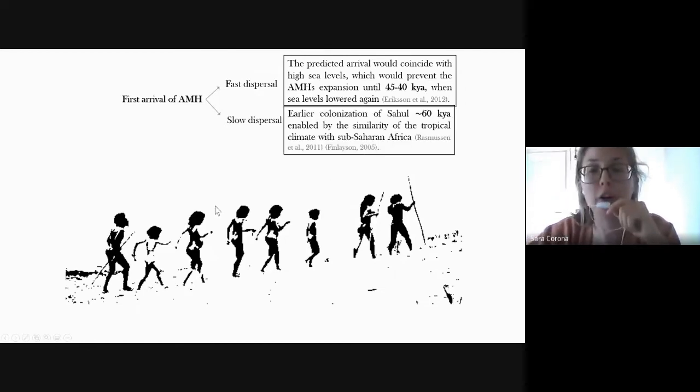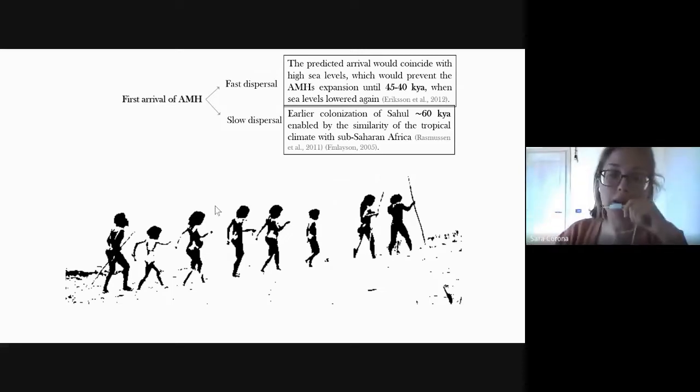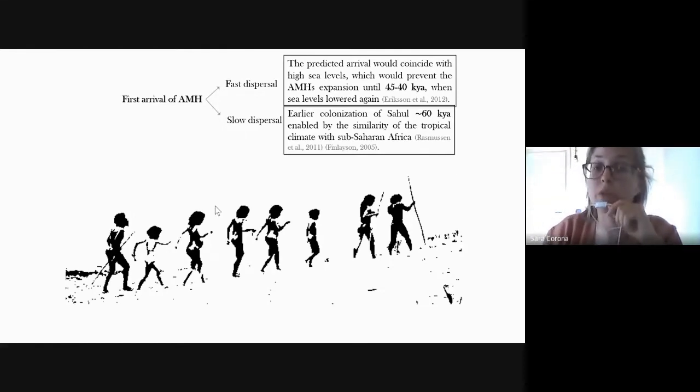Another long-standing debate about the colonization of island Southeast Asia is the timing of the dispersal. So there's a debate over a fast dispersal or a slow dispersal. The fast dispersal states that the predicted arrival of anatomically modern humans in island Southeast Asia would coincide with high sea levels. This means their expansion would have been prevented until 40,000 years ago when sea levels lowered again.